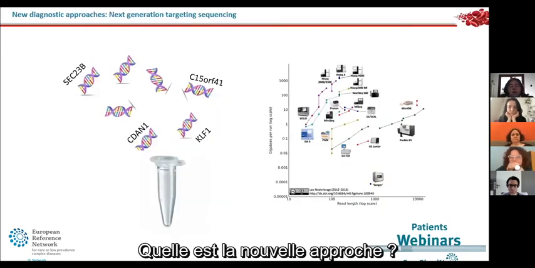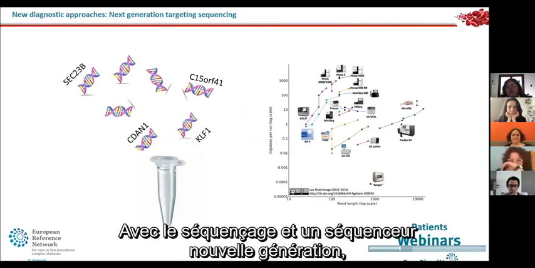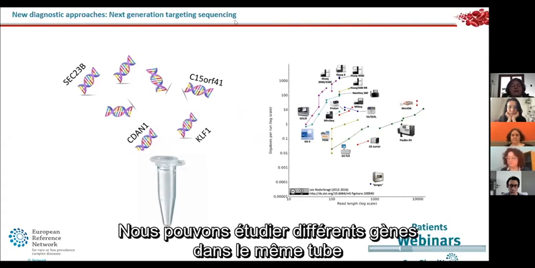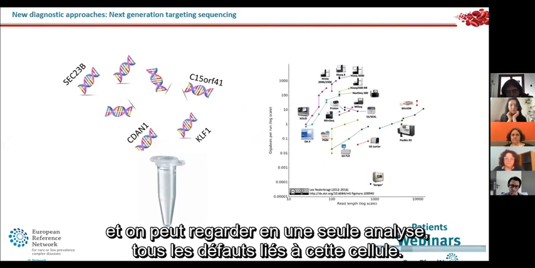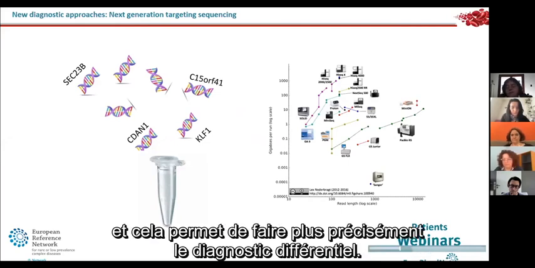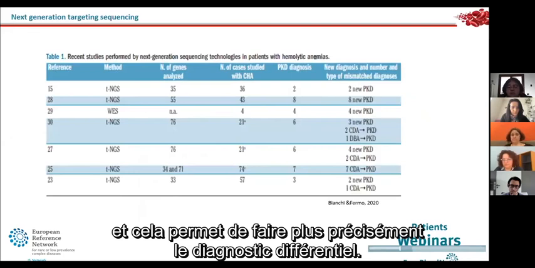What is the new approach? Now with next generation sequencing and sequencers, we are able to study many genes at the same time. So we can study all different genes in the same tube and look in just one analysis at all the different defects linked to the red cell. This is a very great advantage because it improved the diagnosis very much and allows making the differential diagnosis more precisely.